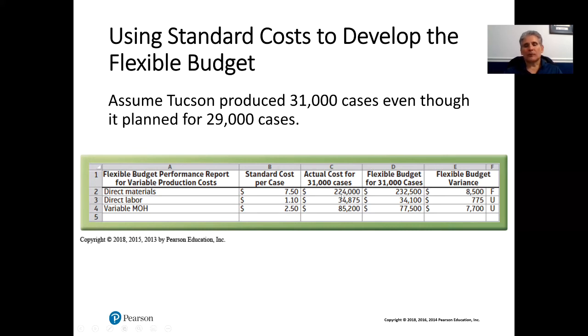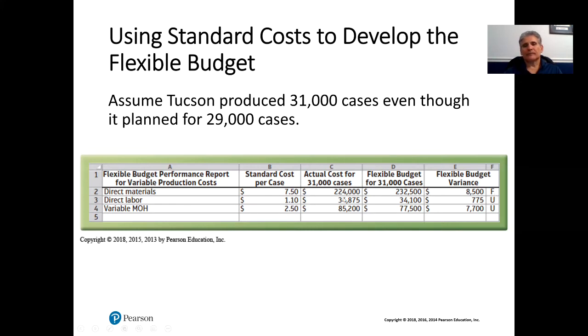For direct materials, our actual costs were $224,000. Our flexible budget is $232,500. The difference between these two resulted in $8,500. And because our actual costs were less than the flexible budget, that's considered to be favorable.